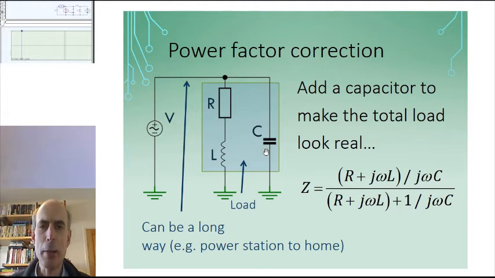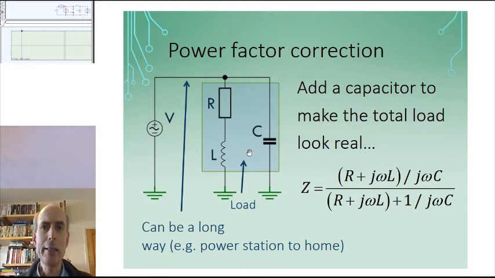And we added a capacitor in such a way that the total impedance of this load, including this extra capacitor that we've just added in, is real. We would have to choose the right value of capacitor to use, but if we do that, then we could make the total impedance here look real and therefore get rid of any reactive element of the current flowing from the source to our load.